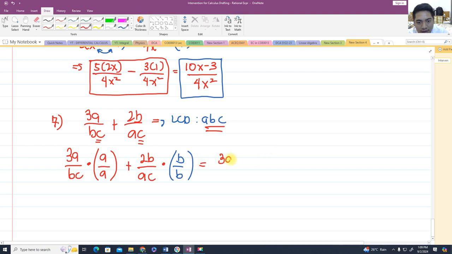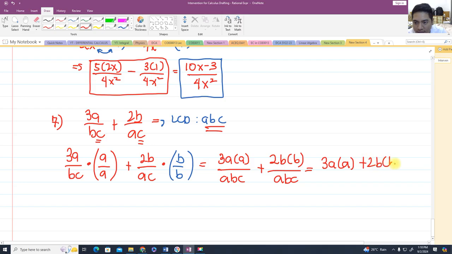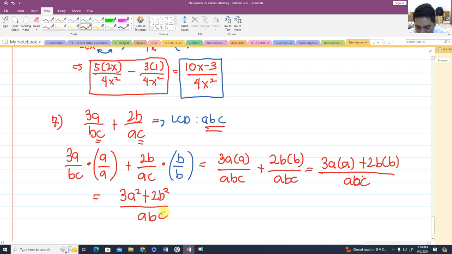So you have 3A times A all over ABC, plus you have 2B times B all over ABC. So I can just simply write this as 3A times A plus 2B times B all over ABC, because they already have the same denominator. So if I perform that, that would be 3A times A, that's 3A squared, plus 2B squared, all over ABC. Okay? And I think that will be our answer for this.